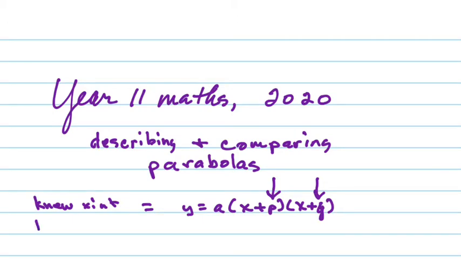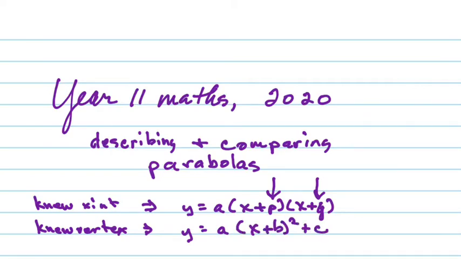Then the other one was when we knew the vertex, or the turning point. I'm going to always call it the vertex now. We did the y equals a times the x plus b squared plus c thing. Right? So we've got two ways of finding the equations of a parabola. We're going to use both of those methods today as well. But today we're going to add some things to it because we didn't have this plus c business on either one of these, and today we are.